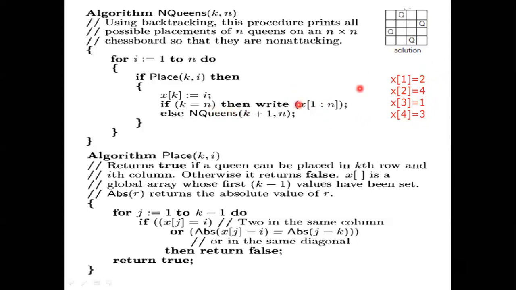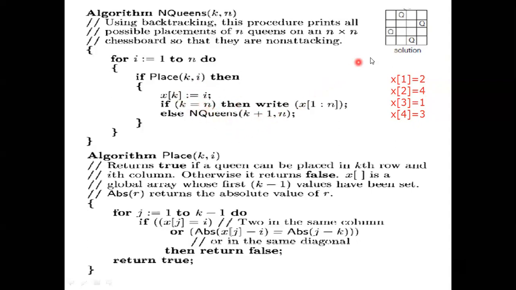If k has not reached the fourth row, k may be in the first row or k may be in the second row. For example, k is in the first row. Next, we have to fill the second row. How to do it? N queens of k plus 1. Why is it k plus 1? I already told you that k is the row number. The first row is filled, so next we have to move to the next row. At that time, we have to do k plus 1. The n value won't change. Always n is 4 only. I hope this particular part is clear.